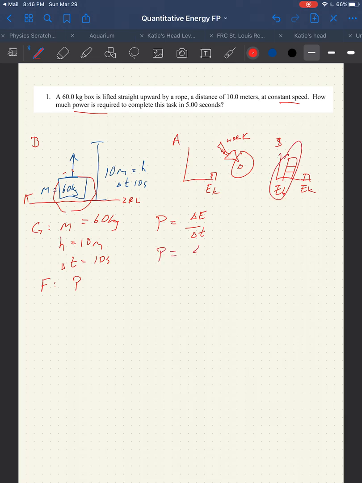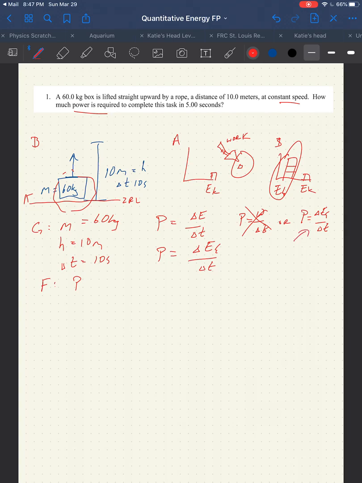So the power equals the change in gravitational energy over delta T. Okay. Hopefully you guys understand what I'm saying. The power here is the same. We can either say it's work over change in time, or it's change in gravitational energy over change in time. Either of those equations is correct. This one is hard for us to figure out. This one we can do.